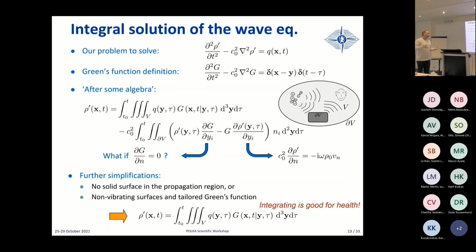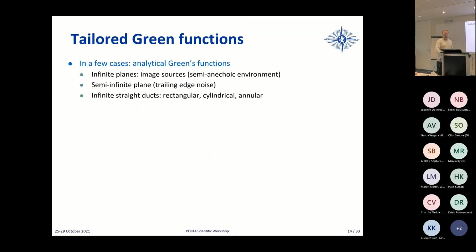But there are nevertheless some cases where the geometry is simplified enough and where you can derive, once and for all, your tailored Green's function, and then you can reuse it. So you have some libraries, if you want, of tailored Green's functions corresponding to different geometries. In some cases, the geometry is really simple, and you can have a fully analytical Green's function.